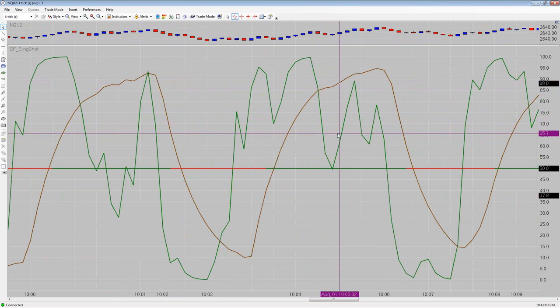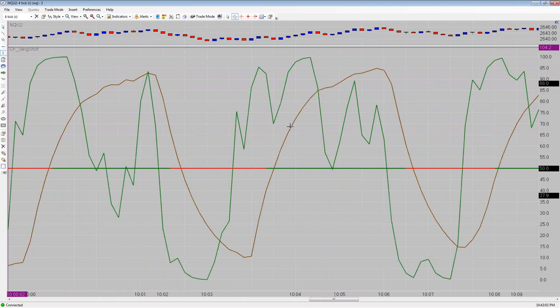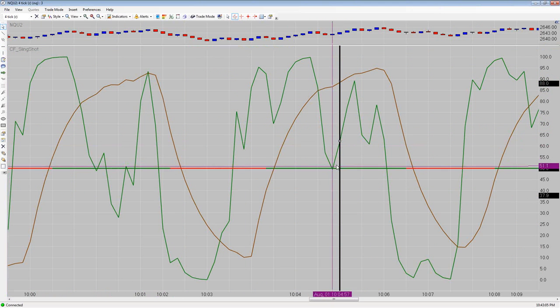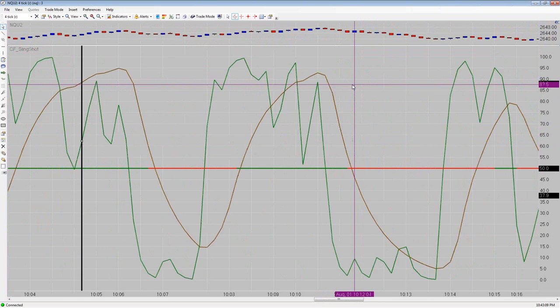Over here. This is above the 50. Again, not ideal because it's above the 50, but it tapped it and started moving back up, and you can see that went up pretty well.